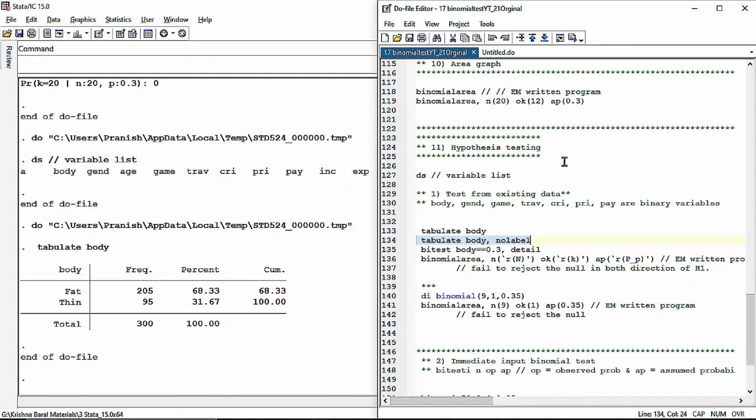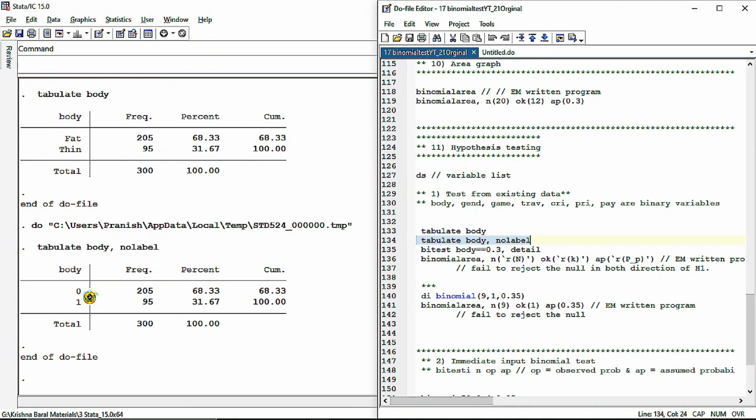So, binomial variable, fat and thin. Body is actually a binomial variable with binary outcomes, fat and thin. And let us say 0 represents fat and 1 represents thin. Now we want to see the frequency for thin. There are 95 people who were thin, and its corresponding probability is 31.67%, and we want to test whether 30% of the people are thin. This is what we are going to do, and let us see what happens.